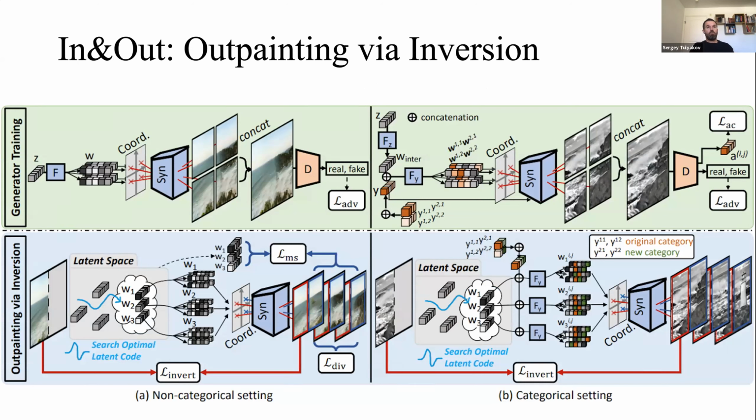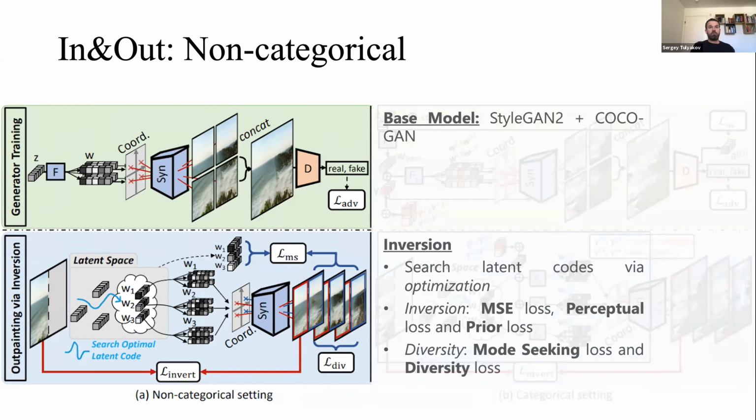There are two settings here. One is categorical, the other one is non-categorical. Categorical is on the right, non-categorical is on the left. And we'll look through the non-categorical first. In a similar way as we saw in the COCOGAN, we sample a latent, we project it to the W space and spatially replicate this W space, augment it with coordinate conditioning, generate each patch separately, concatenate, and then we can train a discriminator. So we have a patch-based generator.